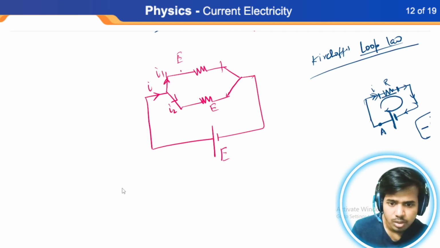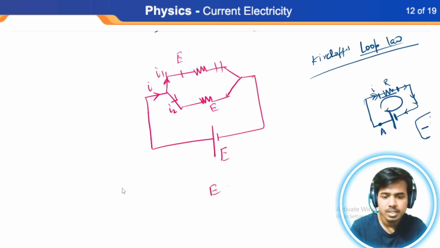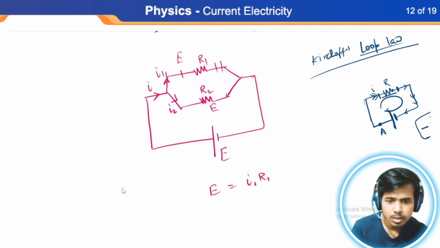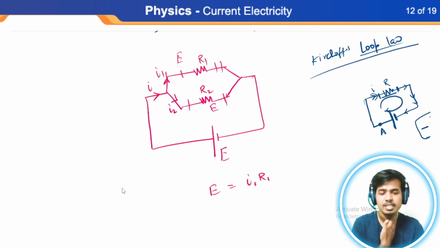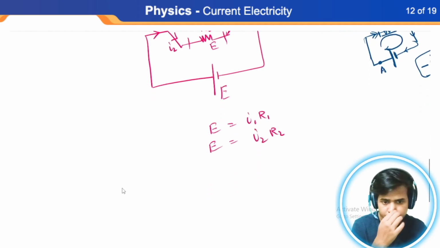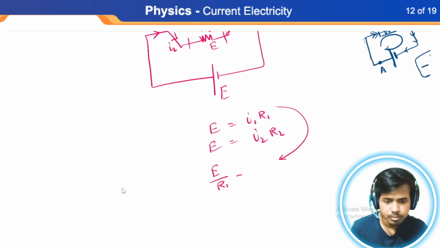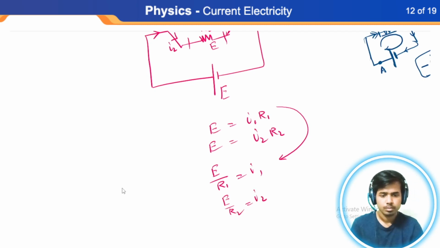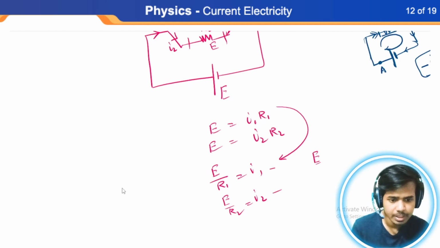Then across this voltage, isn't E going to be I1 R1? Of course. And across the second one, again it is facing the same potential. E is equal to I2 R2. Now from here E by R1 is equal to I1, and E by R2 is equal to I2. What if I add them up? It will be E times 1 by R1 plus 1 by R2 is equal to I1 plus I2.